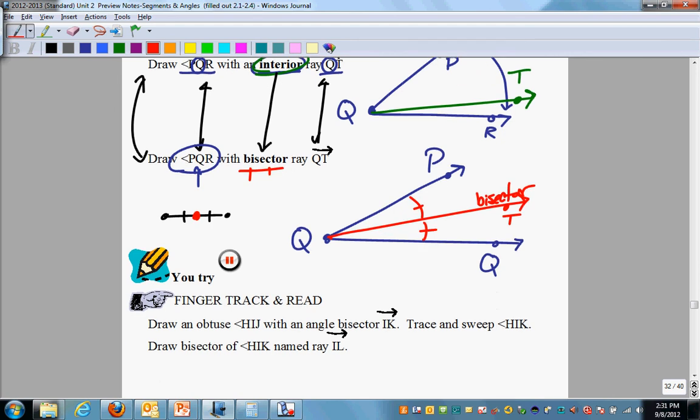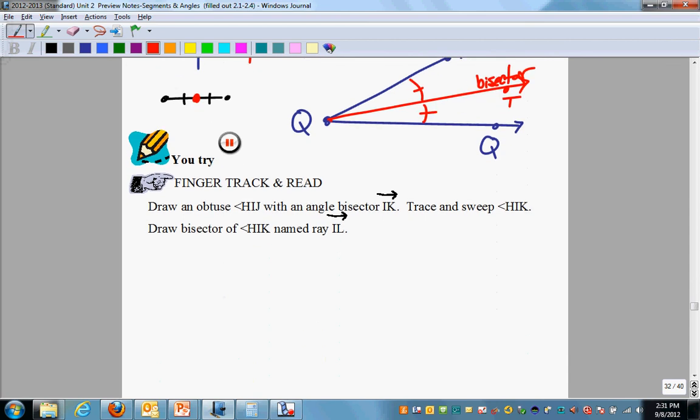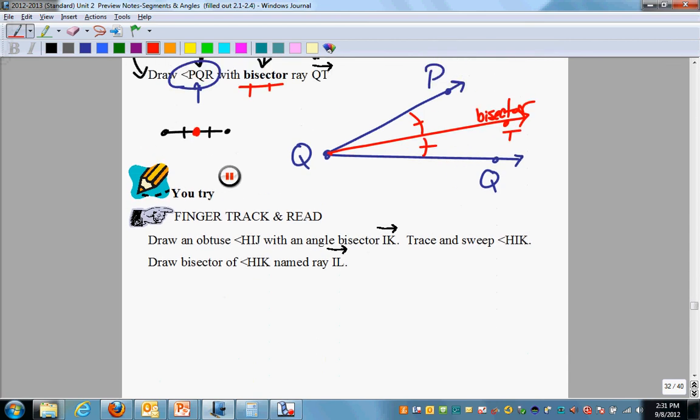Let's see if you understand this. I want you to finger track and read this sentence and attempt to draw it. Hit pause and come back.